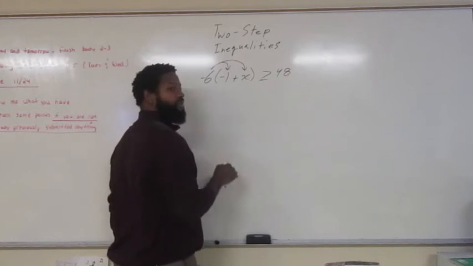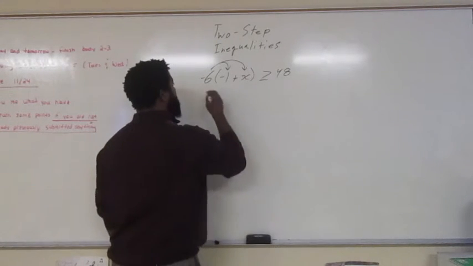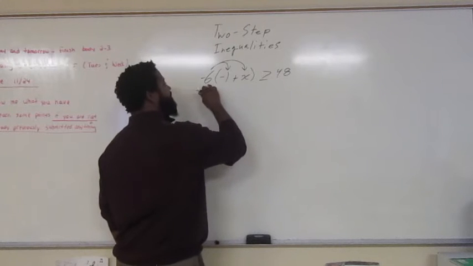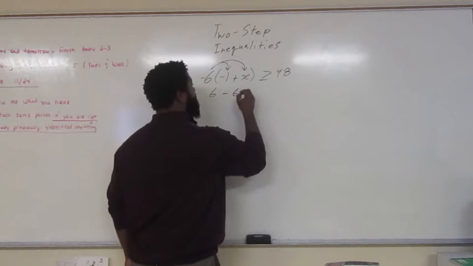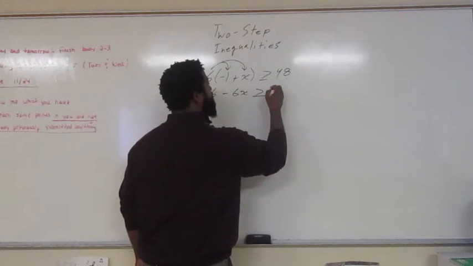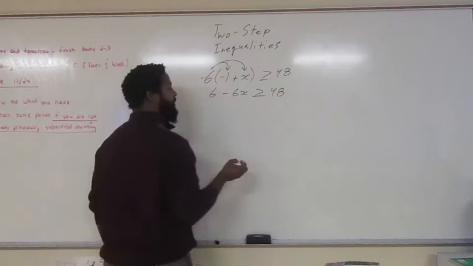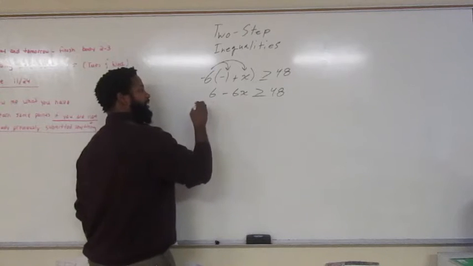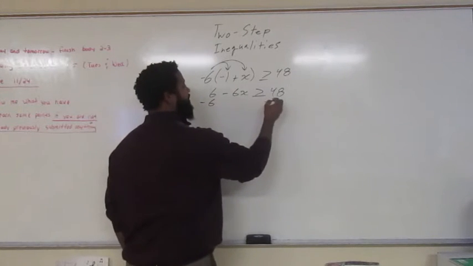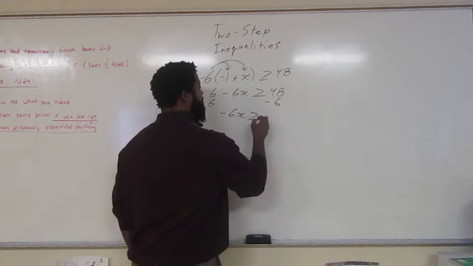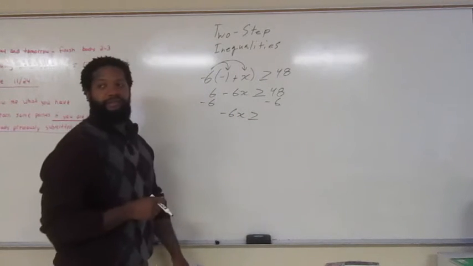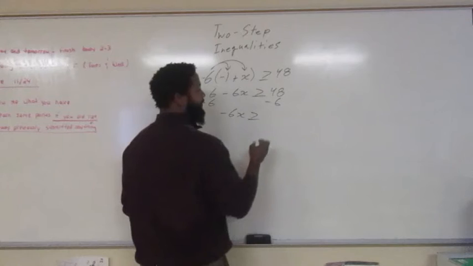-6 times the -1 is what? Positive 6. +6. -6 times x is -6x. -6x is greater than or equal to 48. Right? Get it by itself. Subtract that 6. We have -6x is greater than or equal to, what's 48 minus 6? 42.